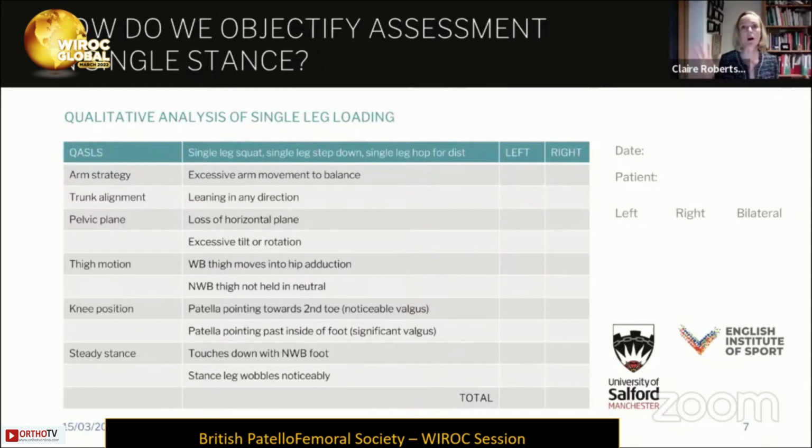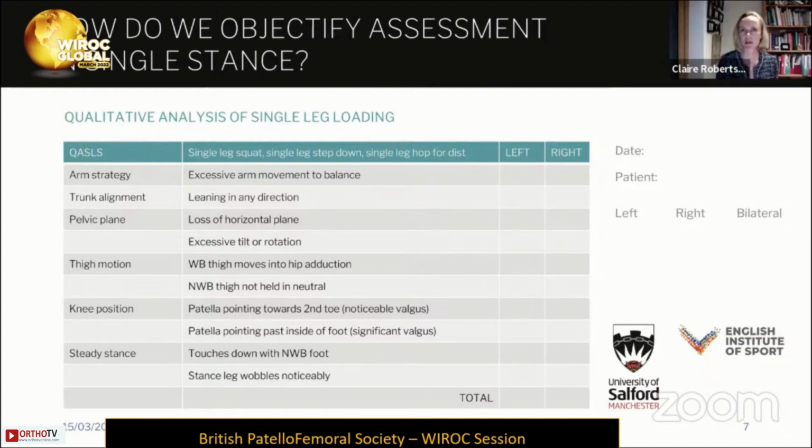So in other words, are the arms all over the place? Trunk alignment. As I've said, is the movement in the frontal plane, horizontal plane, coming down to the pelvis, then the thigh. Is the knee position zooming into that undesirable functional valgus inside that second toe in knee flexion? We want that knee traveling over that second toe for optimal alignment. And just generally, how steady are they?